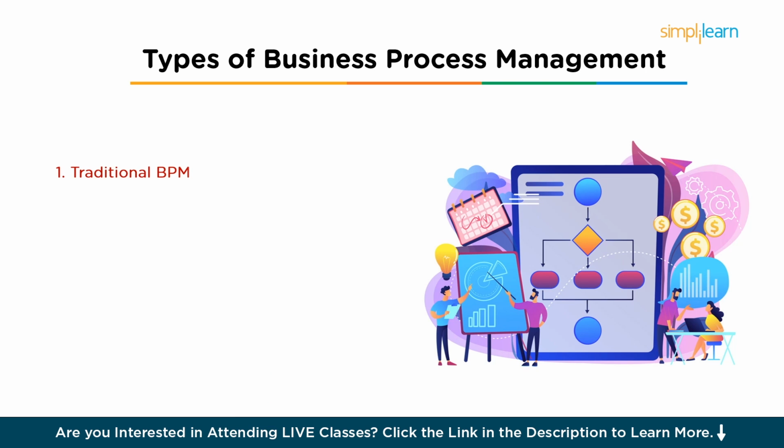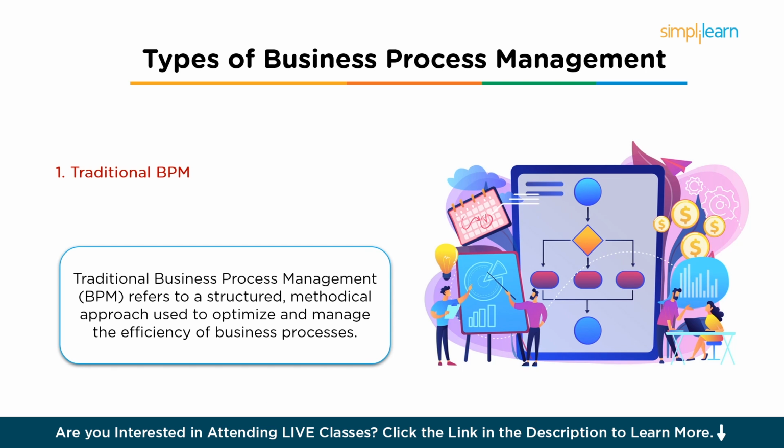Traditional BPM. Traditional business process management, BPM, refers to a structured, methodical approach used to optimize and manage the efficiency of business processes. Historically, this type of BPM focused heavily on process mapping, documentation, and workflow optimization. It often involved significant investments in software tools for process management and required centralized control over operations.